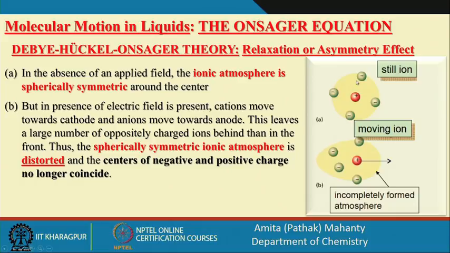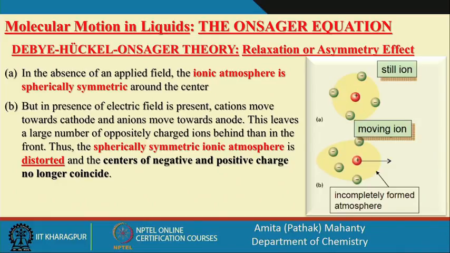Here you have the center of all the negative charges coinciding with the center of the positive charge. Here, the center of all the negative charges does not coincide with the center of the positive charge. The positive charge moved forward, but the ionic atmosphere for the forward moved ion has yet to be formed, while the dispersed ionic atmosphere has not completely disappeared.